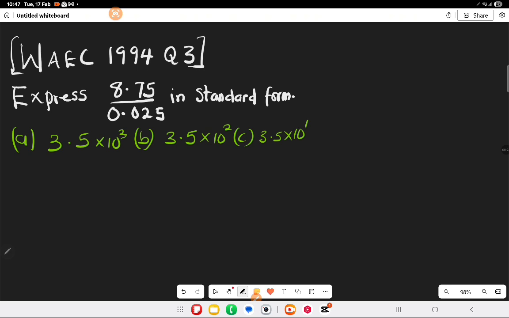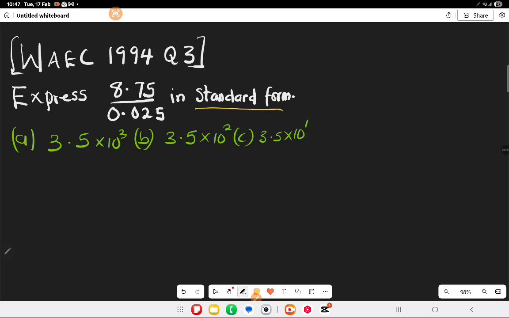This is a WAEC 1994 question, number 3. It reads, express 8.75 divided by 0.025 in standard form. The first thing that will come to our mind is, what is standard form?